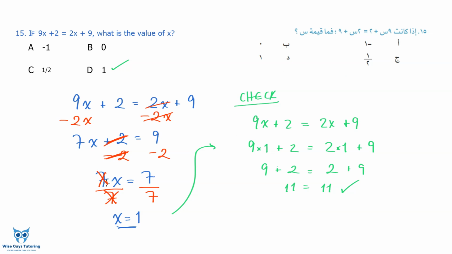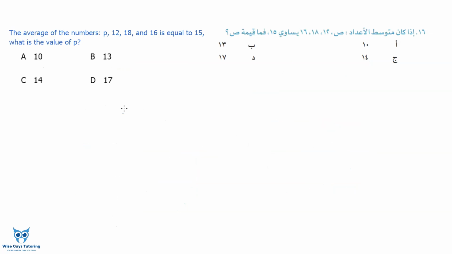Let's do the last question here. Okay, we got a little statistics here. It says the average of the numbers p, 12, 18, and 16 is equal to 15. What is the value of p? I believe what they mean is the mean. We don't say the average when you're doing this one.